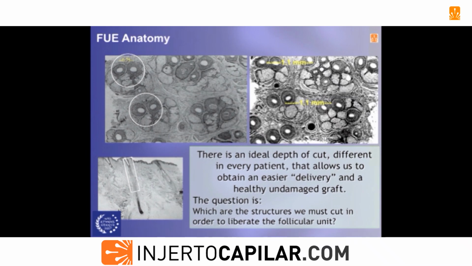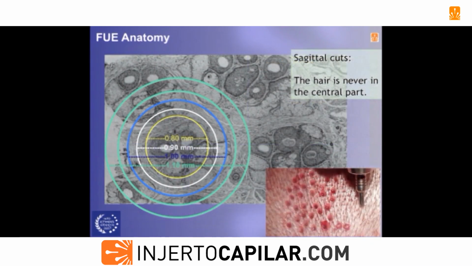One of the frequent questions students or beginners ask is: how deep do you penetrate with your punch? 2-3 millimeters? The answer is, there is an ideal depth of cuts, different in all patients, that we must determine at the beginning of the surgery. So, the right question is, which are the structures we must cut in order to liberate the follicular unit? The answer must take into account both diameters of the unit, sagittal and longitudinal.